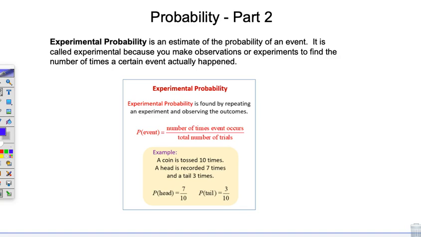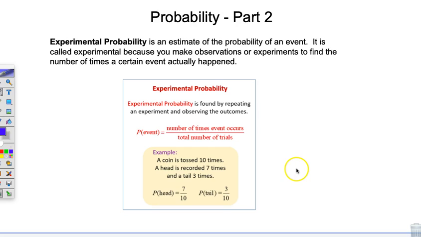Okay, today we're going to be working on experimental probability. Experimental probability is an estimate of the probability of an event. It is called experimental because you get to make observations and conduct experiments to find the number of times a certain event actually happens. So most students like experimental probability because they are conducting an experiment. With experimental probability, you find it by taking the number of times the event occurs and dividing it by the number of trials.